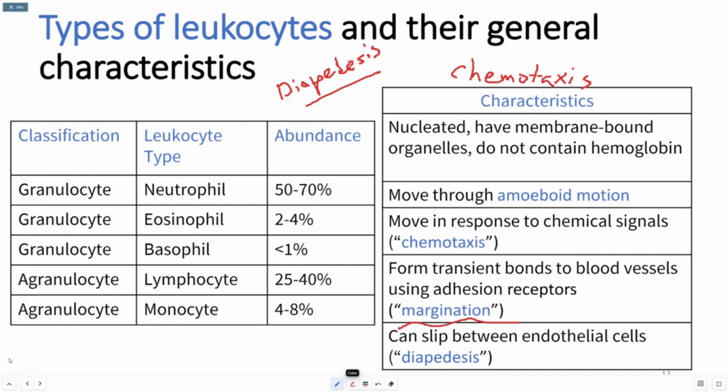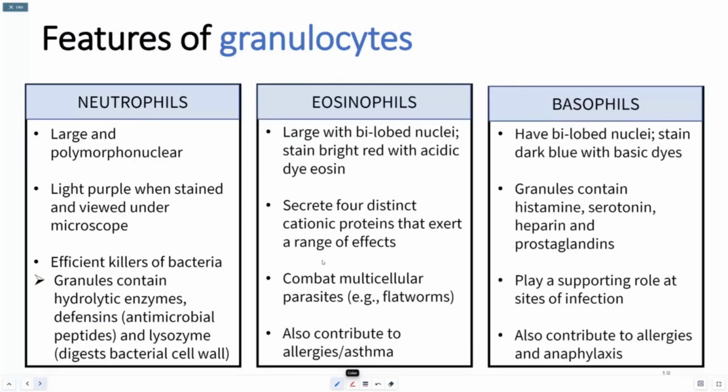On the left here, you can see the distribution of different kinds of white blood cells. We have 3 granulocytes: neutrophil, eosinophil, basophil, and we have the 2 agranulocytes: the lymphocytes and the monocytes. And you can see the distribution of them inside your blood. Let's start with the first type, neutrophils.